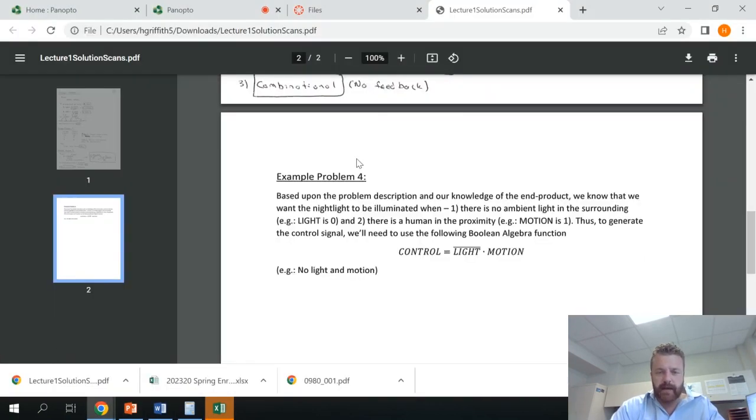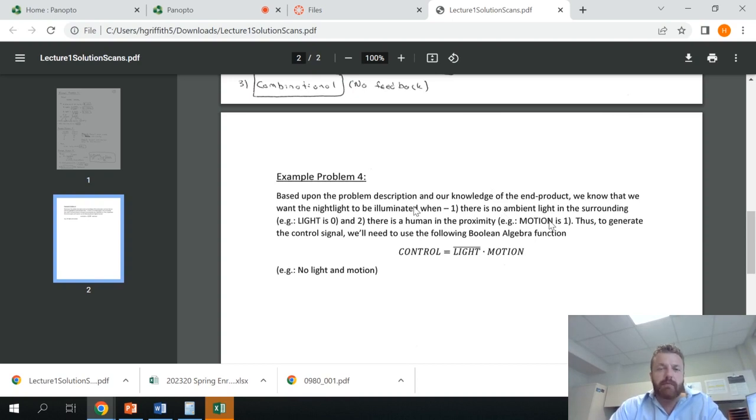So going to the solutions here that I posted, here we are. If we look at the problem description and knowing how this night light works, we want the night light to be illuminated when there's no ambient light in the surrounding, which means that, if we're encoding light as 0 means no light and light 1 means light, light would be 0. And when there is a human in the proximity, which, if we're encoding motion as 1 and not motion as 0, would be motion equal to 1. So we are going to want to generate the actual control signal to illuminate, or drive the light to be on, whenever the light is 0 and whenever the motion is 1.